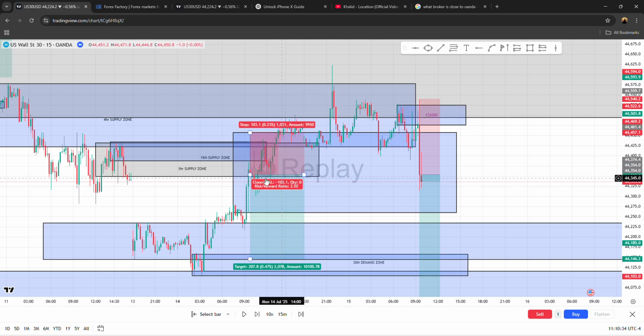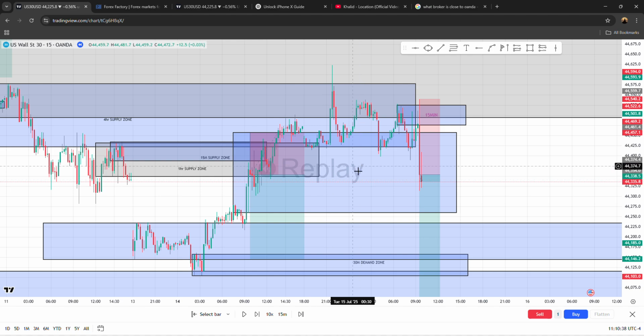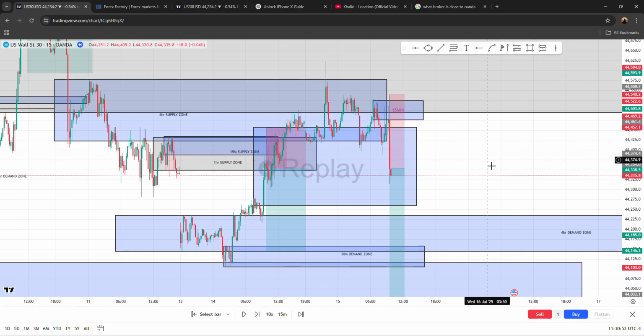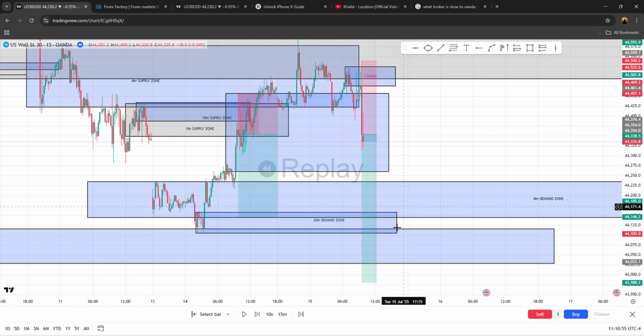Right now I wouldn't have entered off this 30-minute supply zone, sorry, off this 30-minute demand zone, if we were not backed by a zone that's bigger than 30 minutes. But we are backed by a zone that's bigger than 30 minutes, and price tapped into the daily zone. So I am confident in this trade. I'm going to play it out to where we are currently.